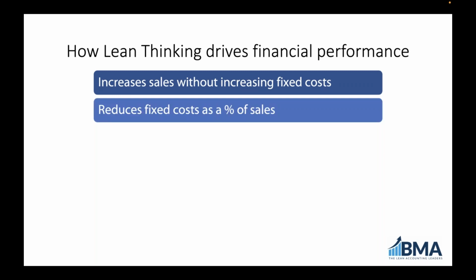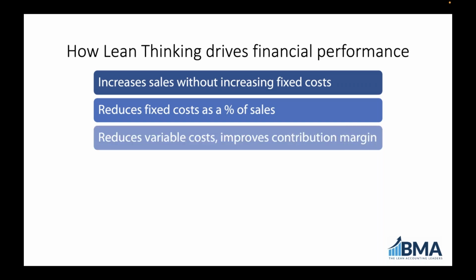We talked about reducing fixed costs as a percentage of sales over time. Through continuous improvement and the economics of lean, for example, your labor cost as a percentage of sales will go down over time because of lean practices. There's also opportunities maybe to reduce your variable costs and improve your contribution margin. For example, in manufacturing, you buy less inventory, you're scrapping less material, and all that reduces the amount of inventory that you're buying, and it improves the contribution margin.